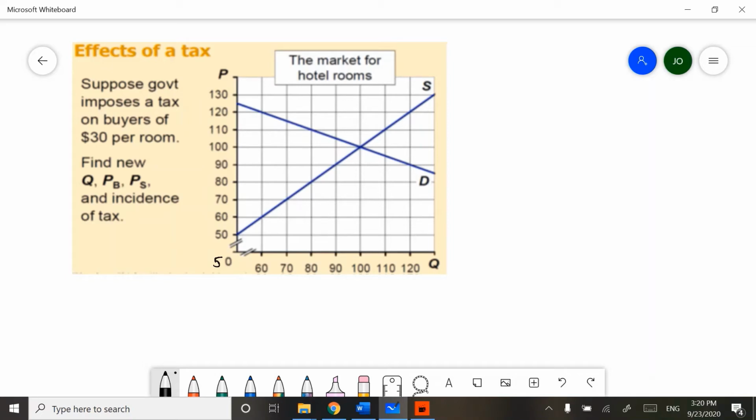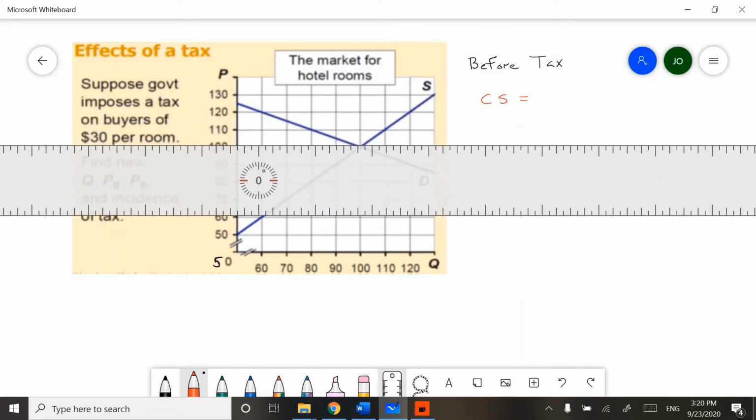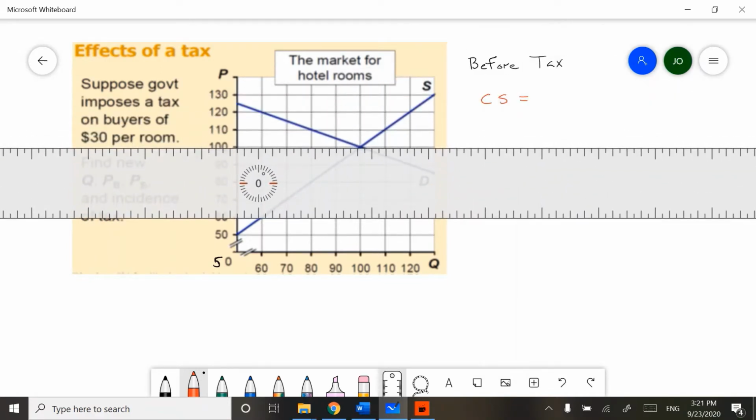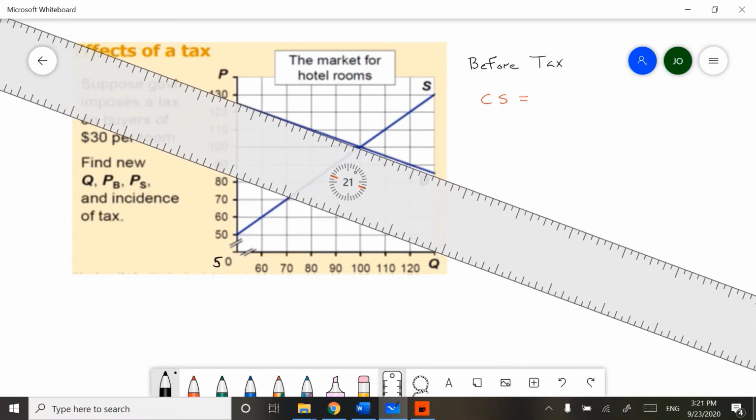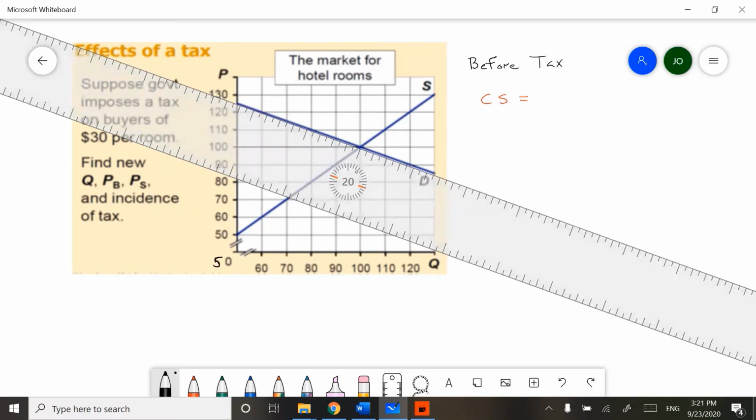When analyzing the market, it's a good idea to start before you implement the tax. This way we can compare what the market was to what it will be after the tax. So in this market, we have an equilibrium price of 100, and we need to figure out the consumer surplus. Consumer surplus is anything above the market price and below demand.